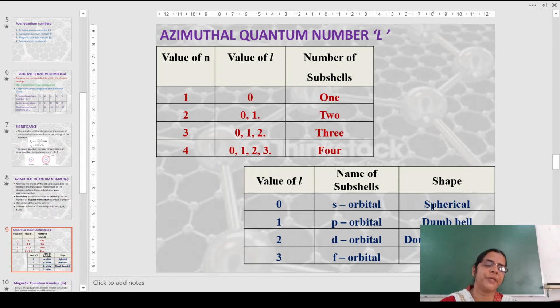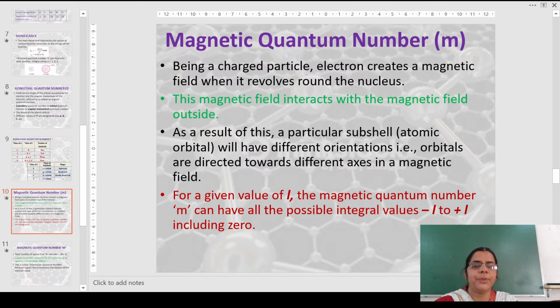The first one will have spherical shape. The p orbital, that is for value of L is equal to 1, the subshell is p orbital and the shape is dumbbell. For d orbitals, we have the double dumbbell shaped orbitals. Likewise, we can go on differentiating the electrons into different shaped orbitals.